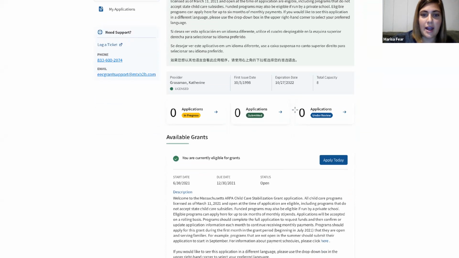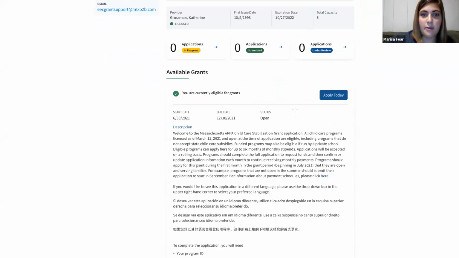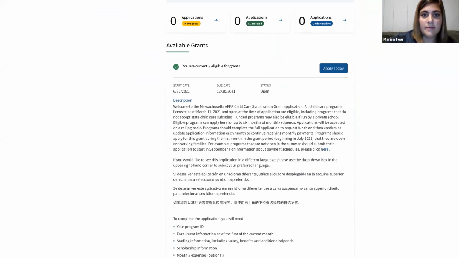When you scroll down under the available grants section, in this description section here, there is a small little blue question mark sign that is highlighted. So that's where programs can click to learn more information about payment schedules. And your payment schedule is determined by when your application was accepted. And then you'll be able to see when you should be expecting payment.